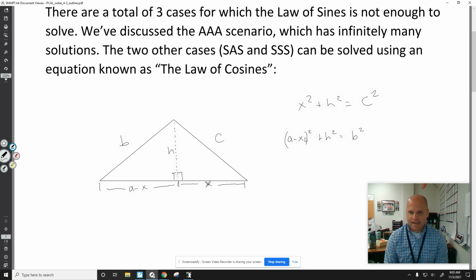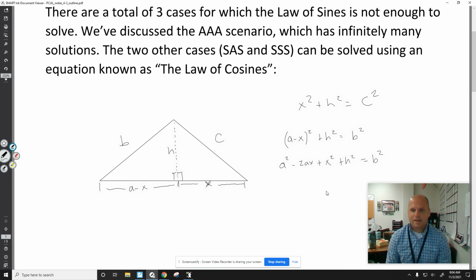Now, this a minus x, I feel like I can simplify it. So I'm going to go ahead and square a minus x. Make sure you understand why it's going to be what it is. You write it as a minus x times a minus x. You distribute everything, and you get a squared minus 2ax plus x squared. And I still have the h squared, and I still have the b squared.